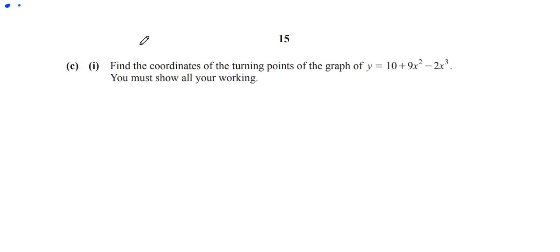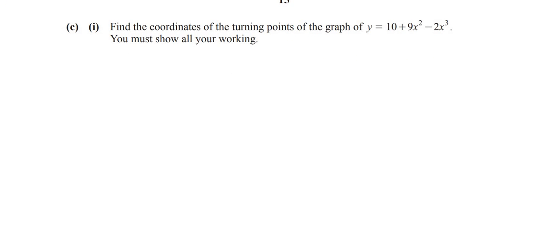The next question says, find the coordinates of the turning points of the graph of y is equal to 10 plus 9x square minus 2x cube. Whenever they say find the turning points, you have to do dy over dx. Since there is no x variable with 10, we will remove 10. 2 multiplied by 9 is 18x, minus 3 times 2 is 6x square.